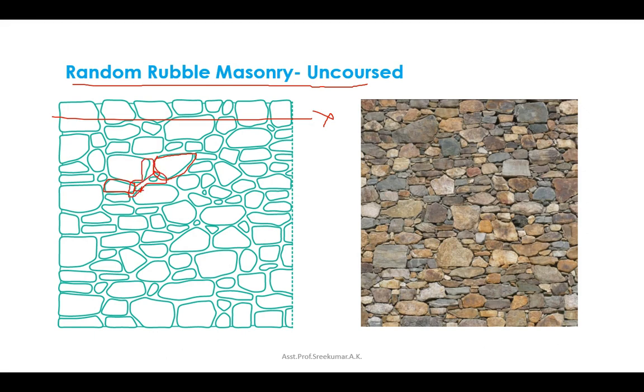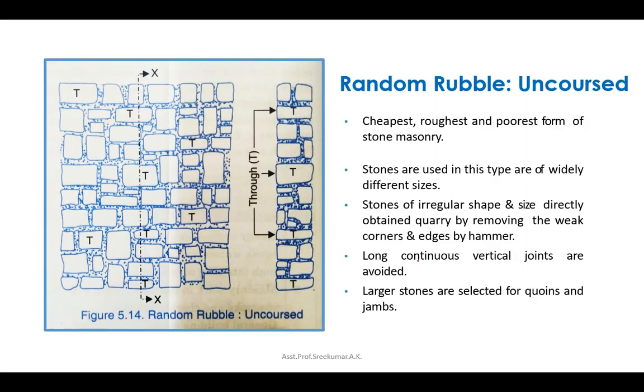This is another image for random rubble masonry uncoursed. Another point to be noted is that long continuous vertical joints are avoided in random rubble uncoursed masonry, and generally larger stones are selected for quoins and jambs. Also, through stones are provided at regular intervals. So that's all about random rubble masonry uncoursed.